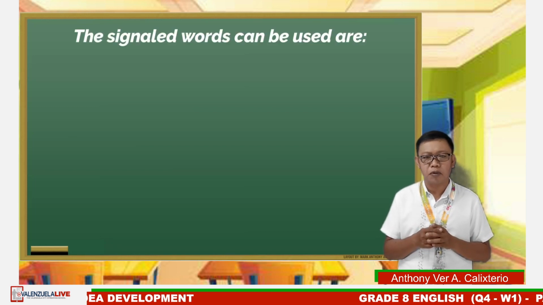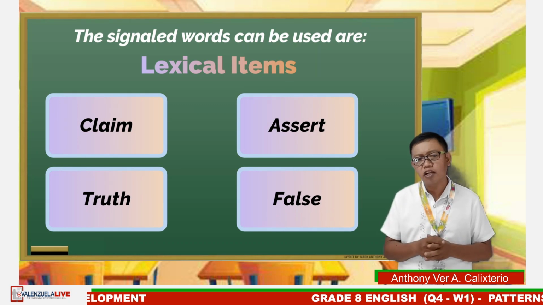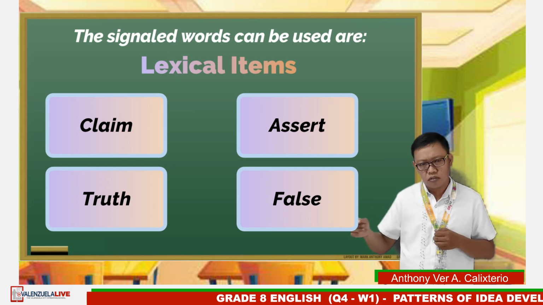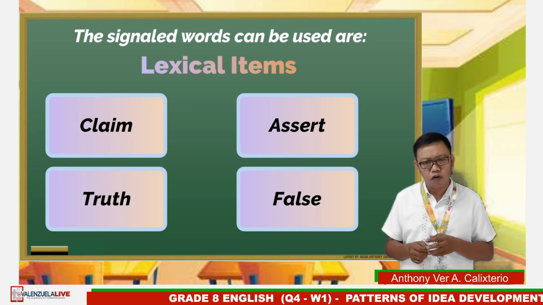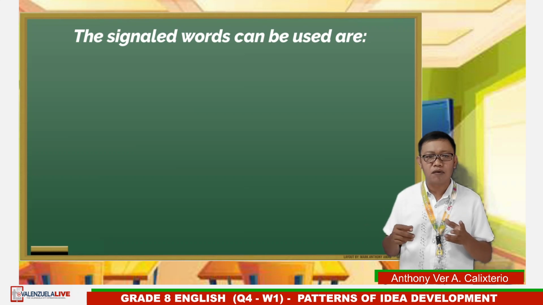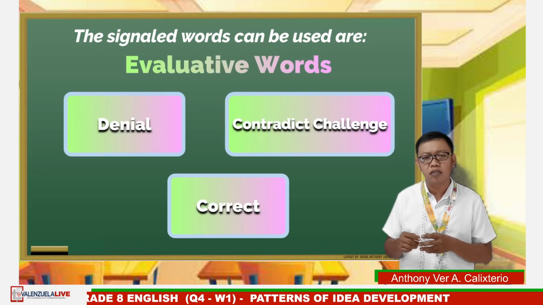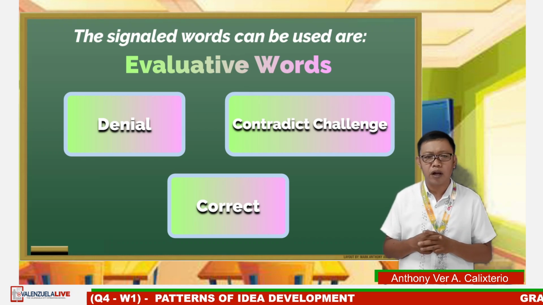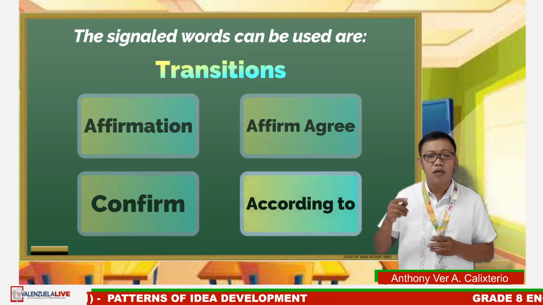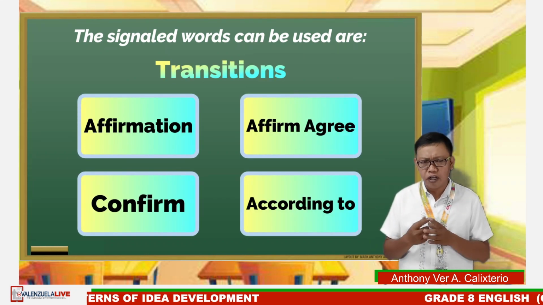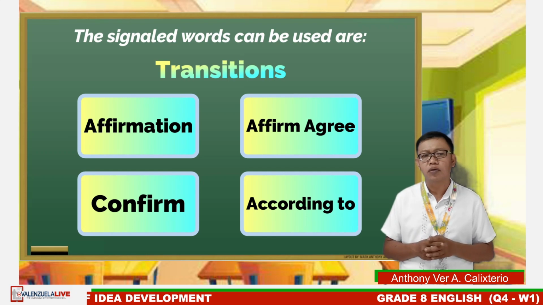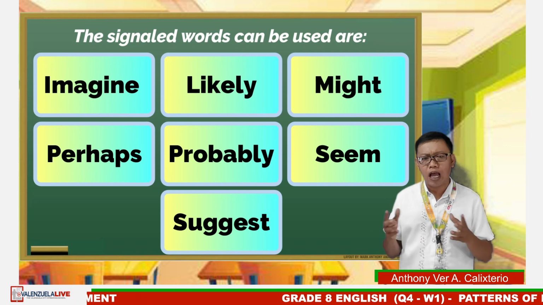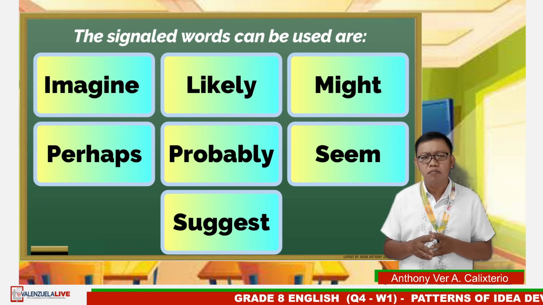The signal words that can be used are, in lexical terms, we have to know that the purpose is claim, assert, give the truth, or it's false. We can also use evaluative words, which the function is to make a denial, contradict, challenge, or even correct. And then the transitions is affirmation, to affirm, agree, confirm, and according to. Now the words imagine, likely, might, perhaps, probably, seem, suggest.